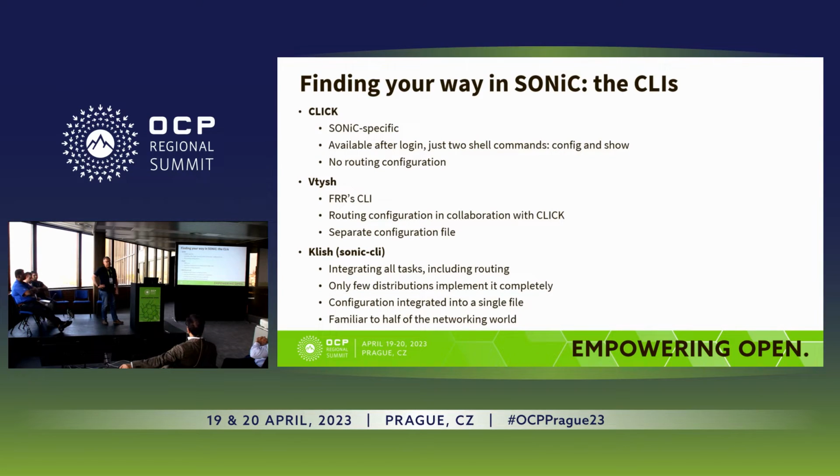This is a little bit unfortunate because you will end up with two configuration files. One contains the interface configuration, VLAN configuration, etc. And the other one will contain the FRR routing configuration. This is a little tedious to maintain, and therefore the recommendation will be to use this CLISH CLI. It integrates all of these tasks, so it will include the interface, VLAN, VXLAN, and routing configuration. It's not present in every distribution of SONiC; especially the upstream SONiC has not implemented it completely, so you cannot really use it there.